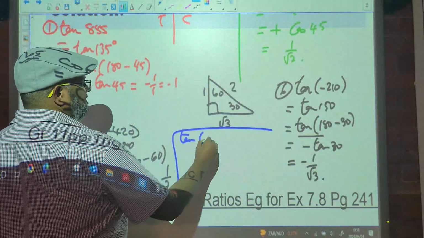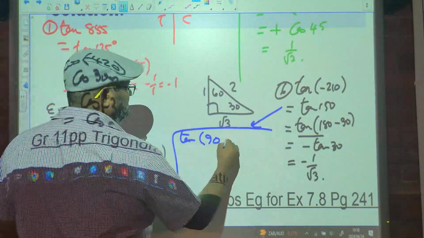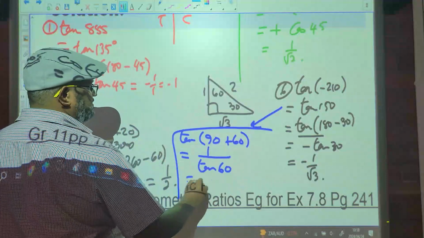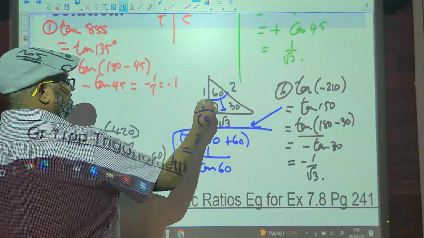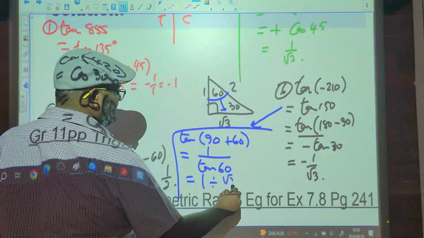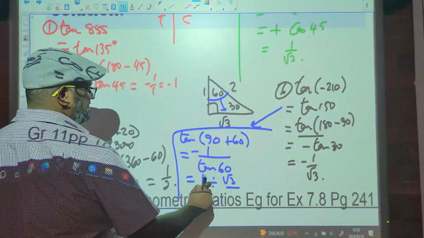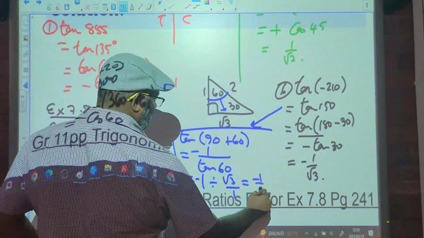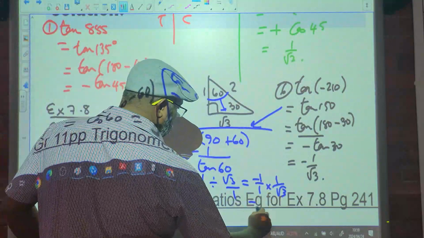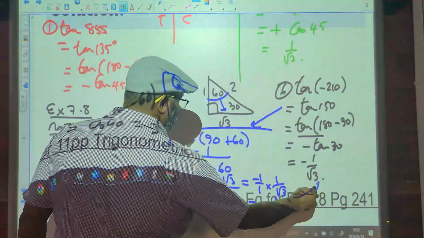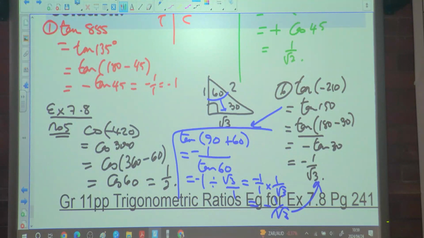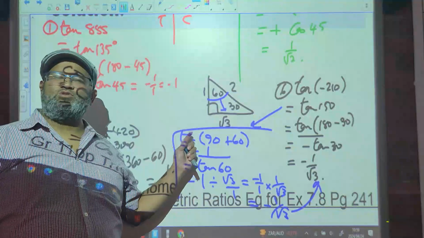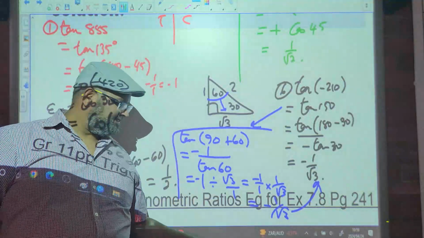So you would say tan of 150, tan of 90 plus 60. So that's going to be negative 1 over tan of 60. So tan of 60, tan is opposite over adjacent, so it's root 3 over 1. There's a negative because it's in the second quadrant. So negative 1 over 1 multiplied by 1 over root 3. So it's negative 1 over root 3, which is the same answer. And if you use 270, it also works. You must remember that tan of 90 plus or minus and 270 plus or minus becomes 1 over tan. Okay.